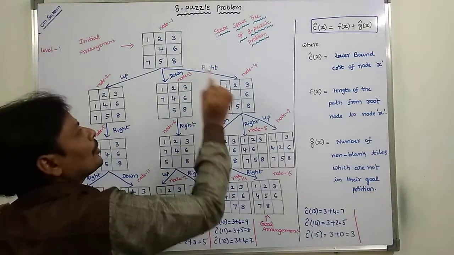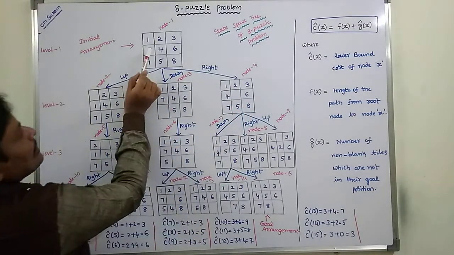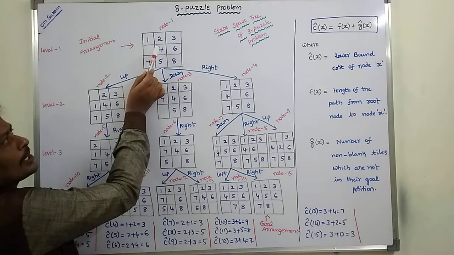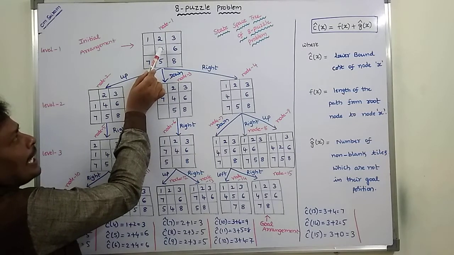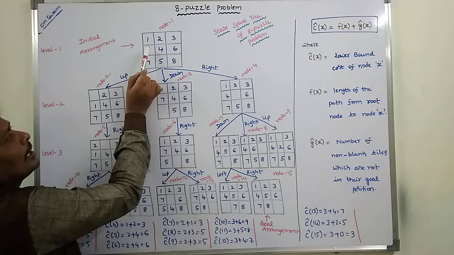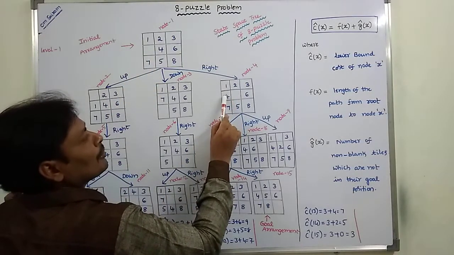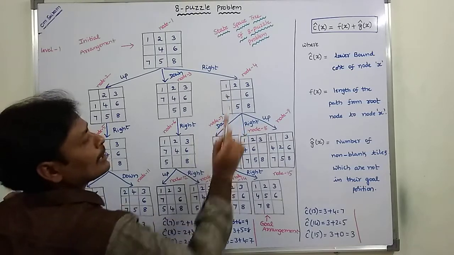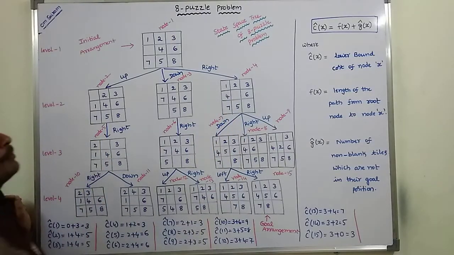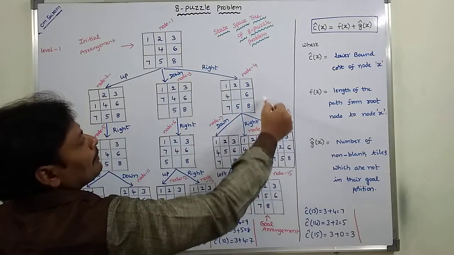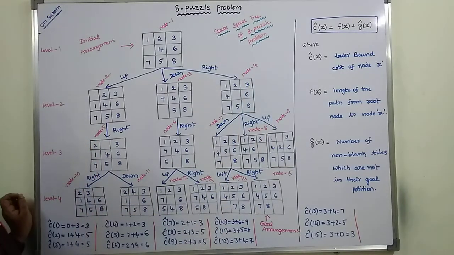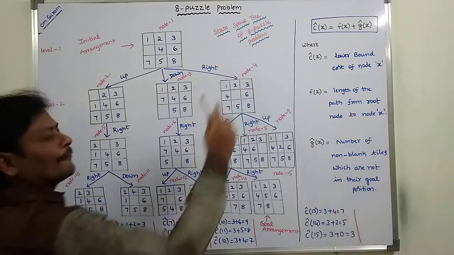Okay, now we go for the right direction. The empty slot can be moved to the right direction. The fourth tile can be moved to this position, and the empty tile can be moved to this position. The remaining tiles cannot be changed. So this is node 4.